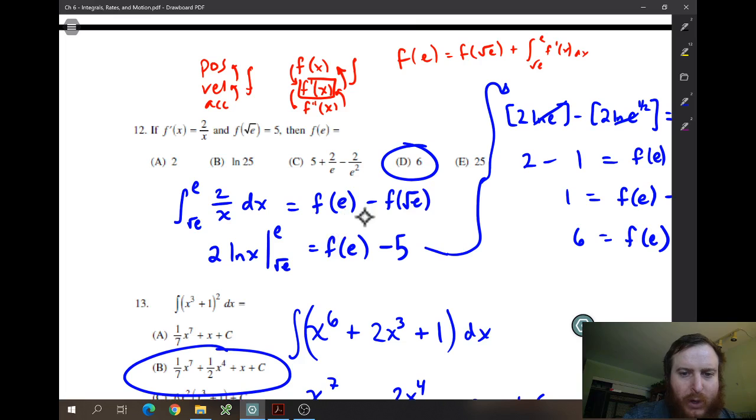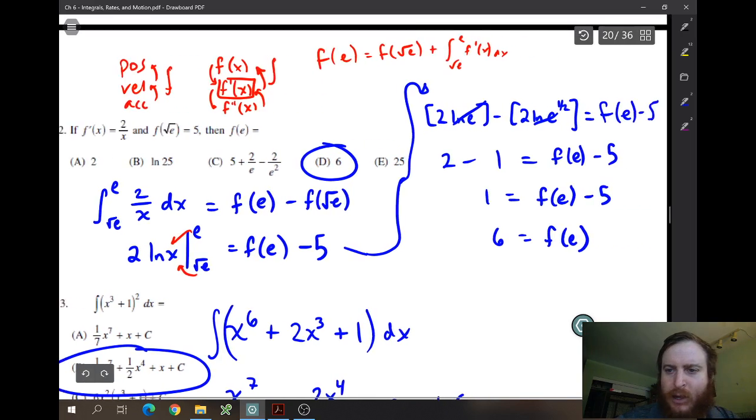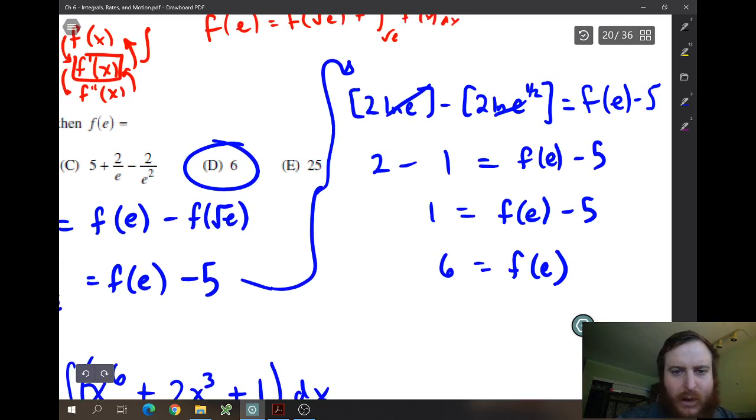And then f of e, we don't know. F of square root of e was given as 5. So 2 ln of x, when we plug in e and square root of e, this is a little bit tricky, right? When we plug in e, that's nice and easy, because the ln of e, they just cancel out to 1. So 2 times 1 is 2.